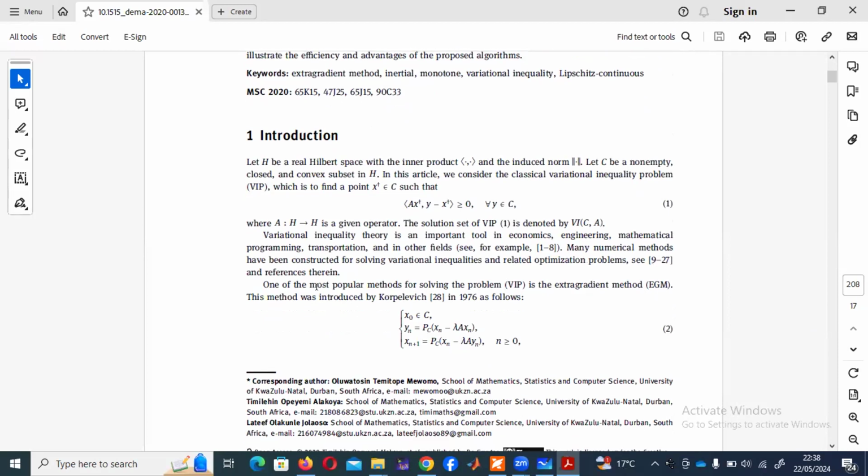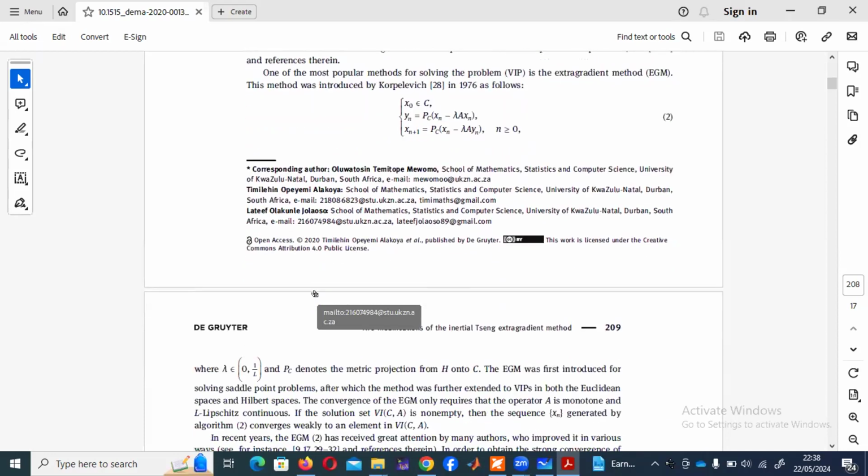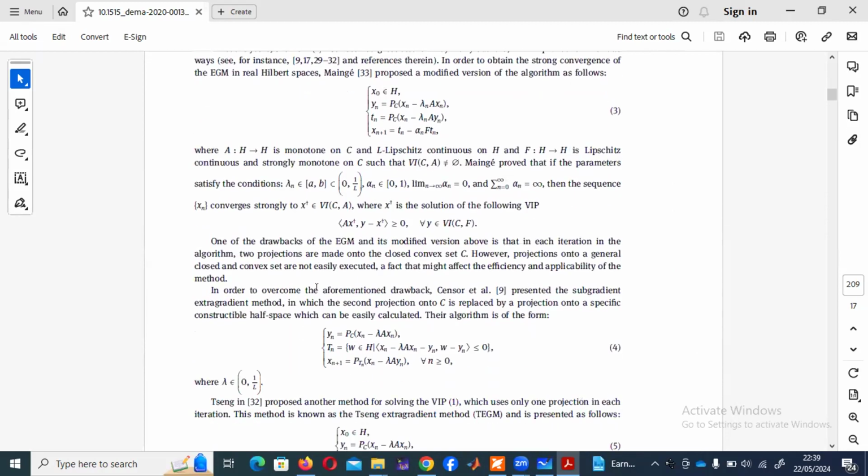In equation 2, the extra gradient method, introduced in 1976, is the most common method used to solve a VIP. And we have the modification in equation 3. Then also in equation 4, due to some drawback in equation 3, Censor et al.